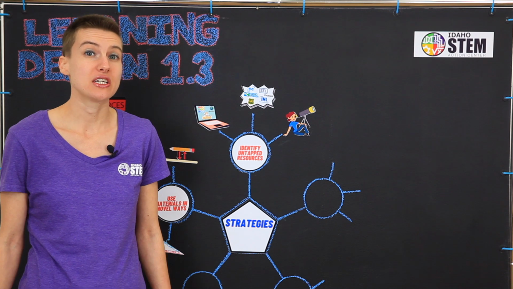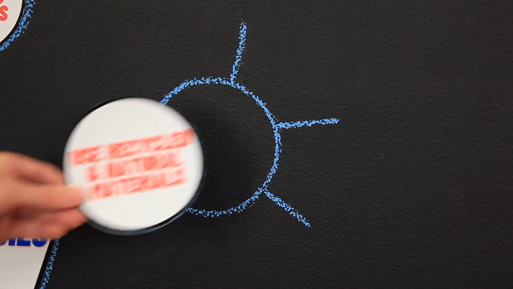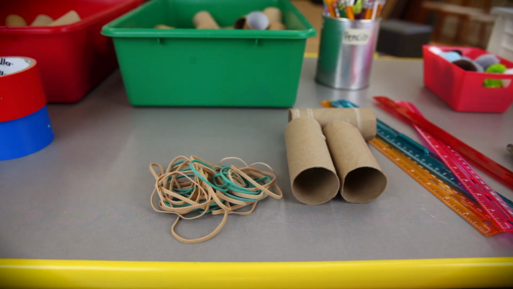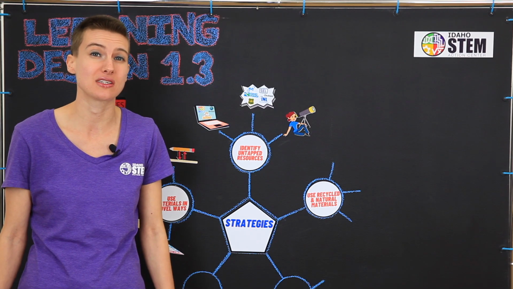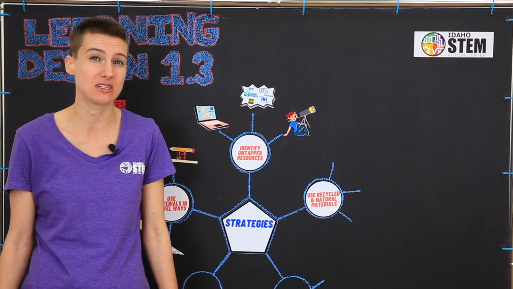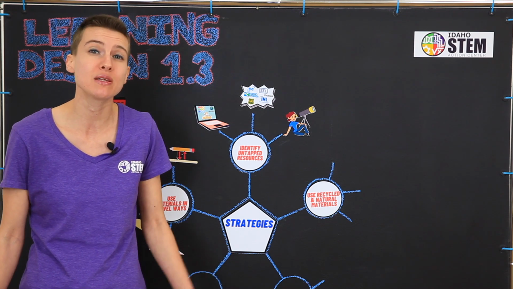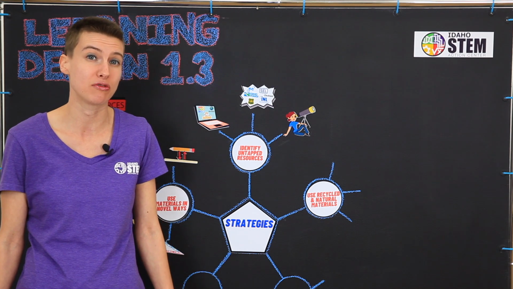A third strategy is to find opportunities to use recycled and natural materials in your activities, like the toilet paper tubes I used in my activity from 1.1. Not only is this a more sustainable and low-cost way to do activities in your space, it can also help change the way your learners view the world around them, helping them to recognize opportunities they couldn't see before.